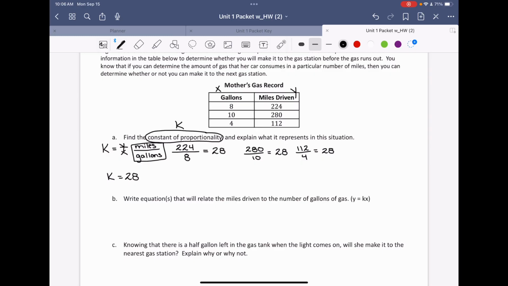And don't forget, we also need to explain what it represents in this situation. This tells me that the car gets 28 miles every 1 gallon of gas.